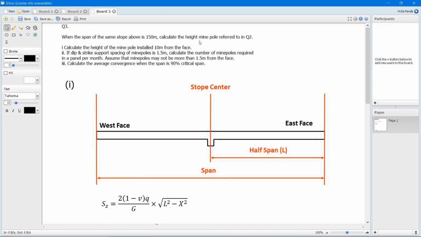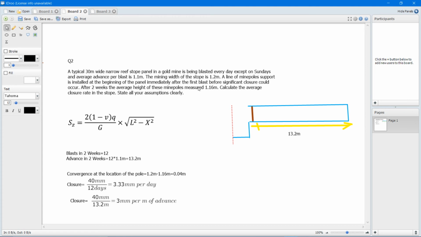So the height of the mine pole referred to in question 2. Let's just check question 2. Right. And this mine pole was installed here. The problem is we don't have an X value. We don't have an X value. So we will need to determine, not knowing how far this was from the center of the stope, right?